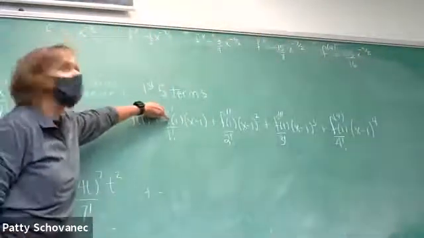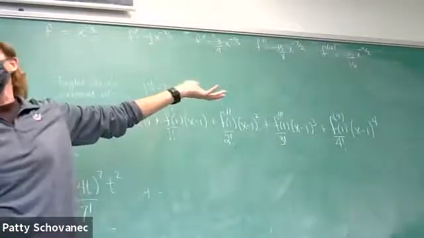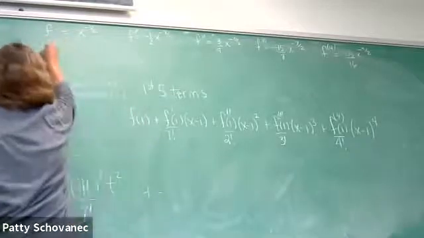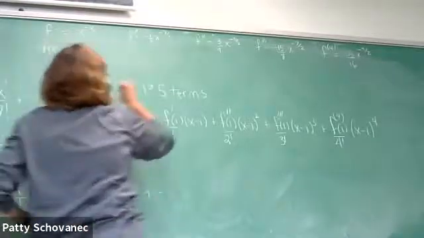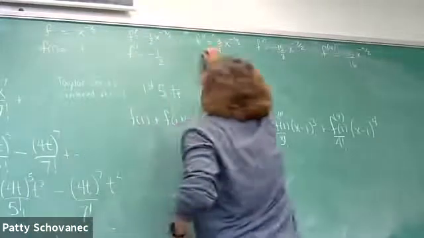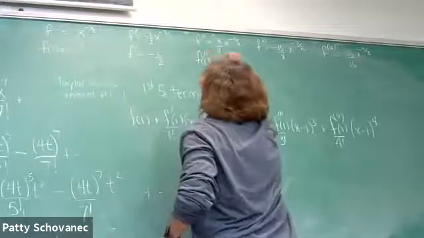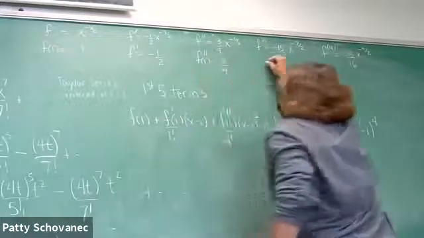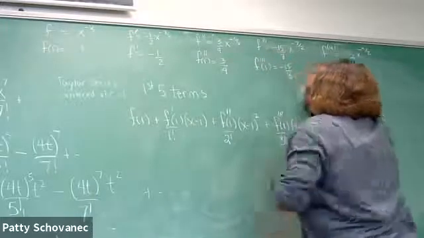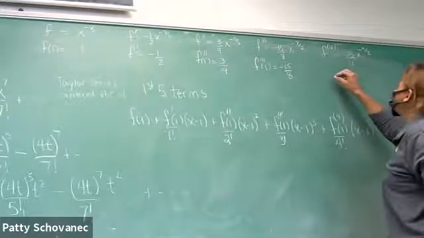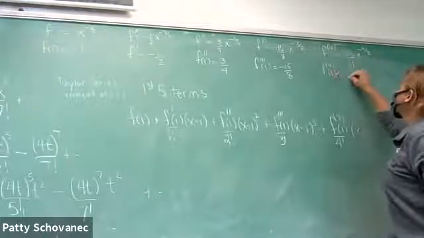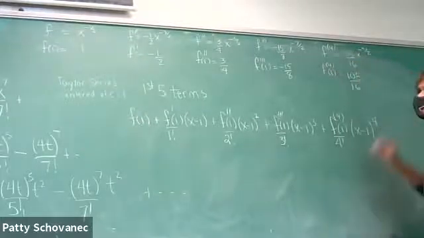Now I need to evaluate each of them at 1. And that's why I chose 1, because 1 to any power is 1. So f of 1 is 1. F prime of 1 will just give me the negative 1/2. F double prime at 1 will give me 3/4. The third derivative at 1 will give me the negative 15 over 8. And the fourth derivative at 1 will give me positive 105 over 16.